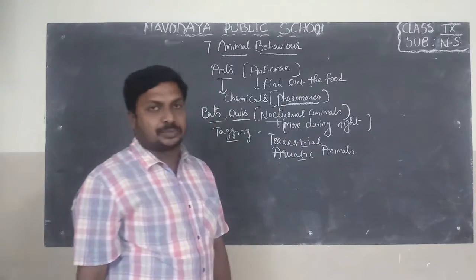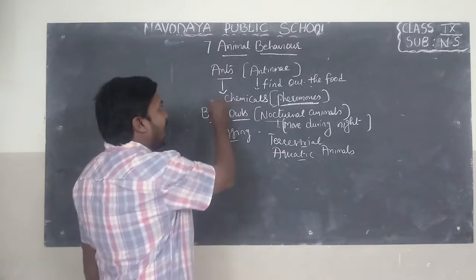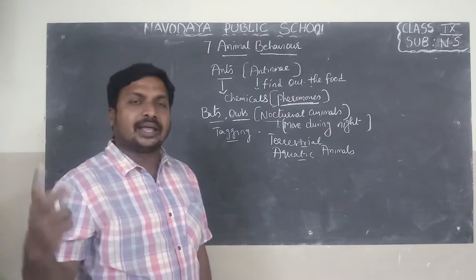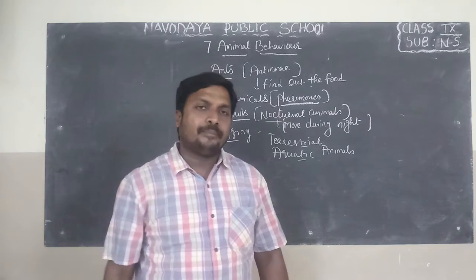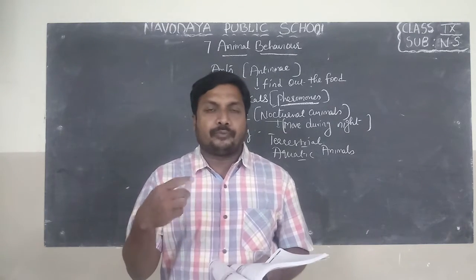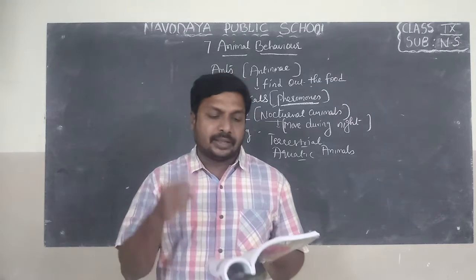Pheromones are chemical substances which are released from ants. With the help of these pheromones, they can follow the other ants. Finally, they reach the tin where sweets are present and eat them.